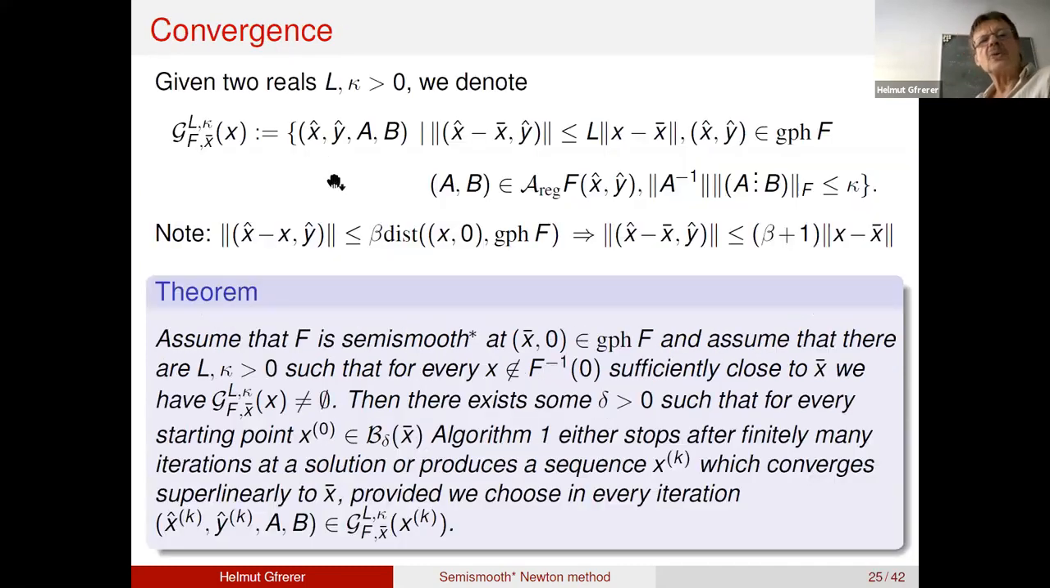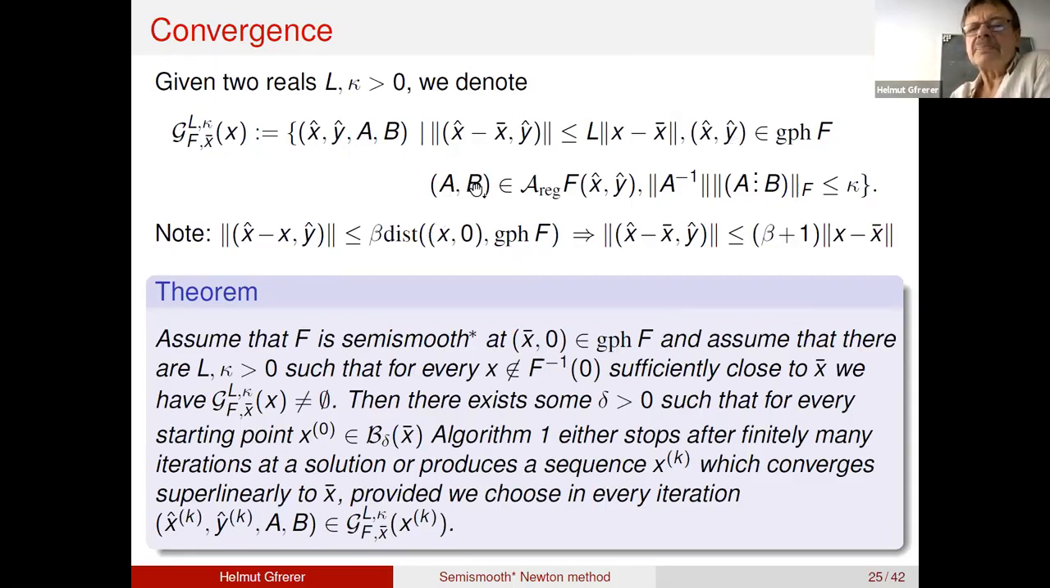What do we know about convergence? Let us introduce here the set G, which depends not only on our mapping F and the solution x bar, but also on some constants L and kappa. This is the set of all points x hat, y hat, and A and B, which satisfy the following properties: that the norm of x hat minus x bar and y hat is less or equal the constant L times the norm of x minus x bar.